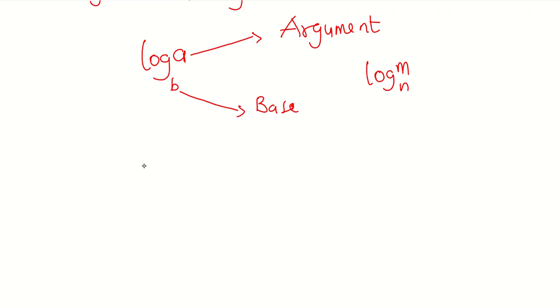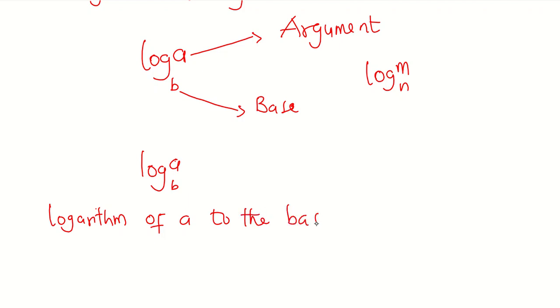Now let's go to how we can read this logarithm. If you consider logarithm of the argument a, base b, how then do we read it? You can read it as logarithm of a to the base b, and that's how you can read this. Now when we come to log m n, we can say logarithm of m to the base n. That is how we read logarithm.